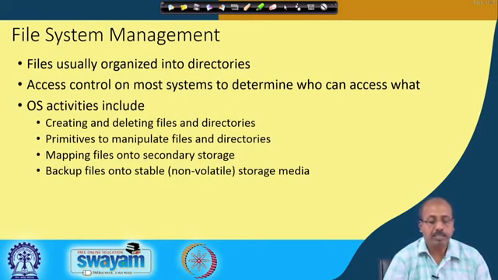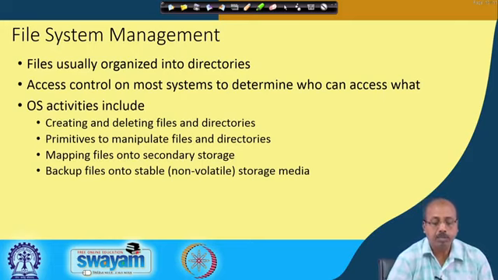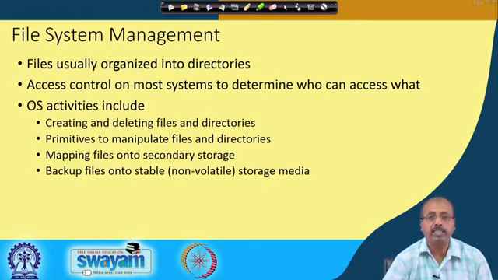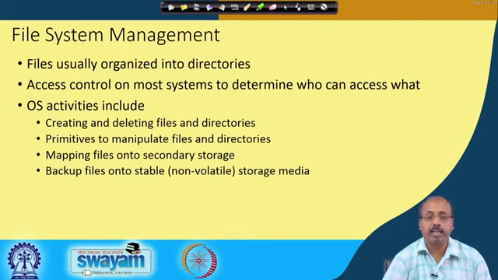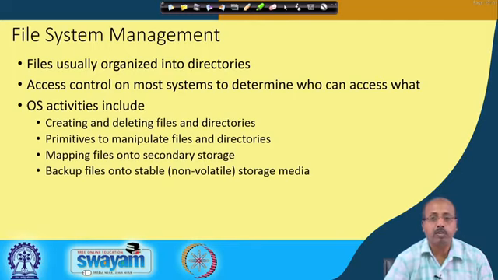OS activities in the file management system include creating and deleting files and directories, primitives to manipulate files and directories, mapping files onto secondary storage, and backing up files onto stable storage media. When a program is executing, all of a sudden it may try to open a file. That facility has to be provided. Similarly, a program may want to read or write into the file. That facility has to be provided. Then for organizing the files into a proper structure, a directory structure may be provided.